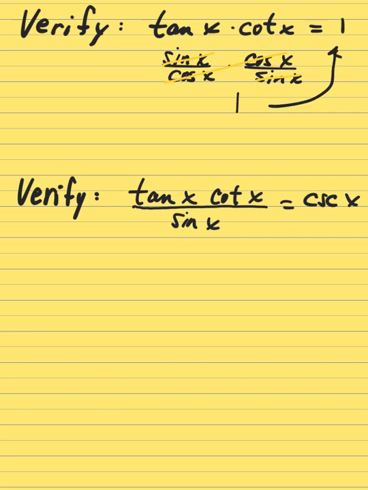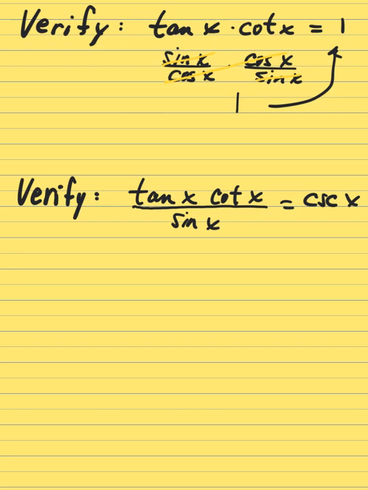I guess the main theme of these, we're going to try to write the larger side. You want to start working with the more difficult side. Write things in terms of sine and cosine, and then try to make it, through manipulation, look like the easier side. So we'll just go right to it.